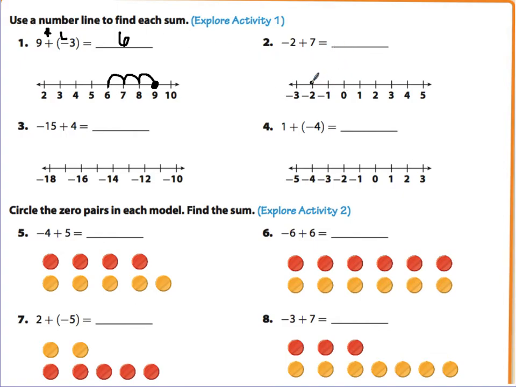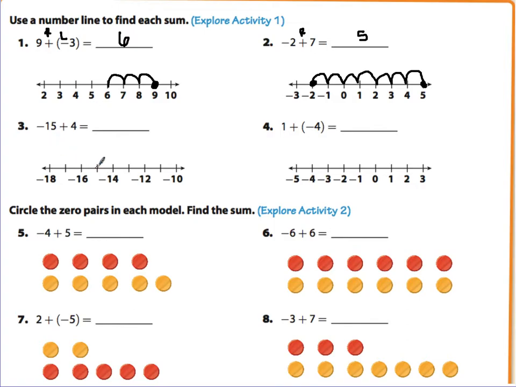Here I start at a -2, and I'm adding 7, so I'm still going to the right. So I go to the right 7 spaces: 2, and then 3, 4, 5, 6, 7. So I get to a +5. Again, notice 7 has a larger absolute value than -2, and my answer ended up being positive.